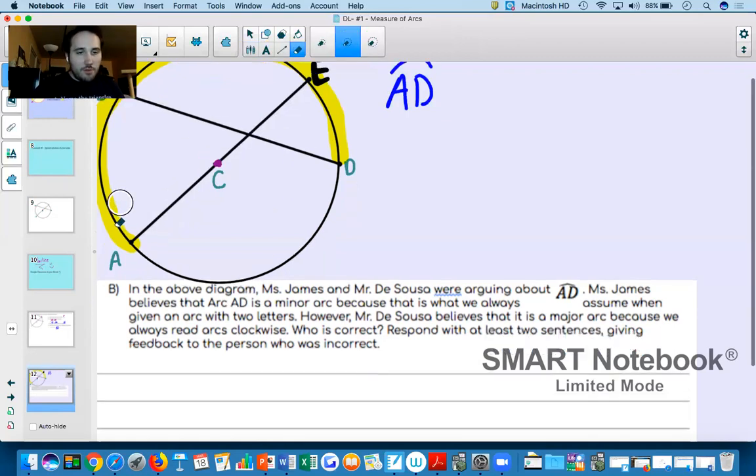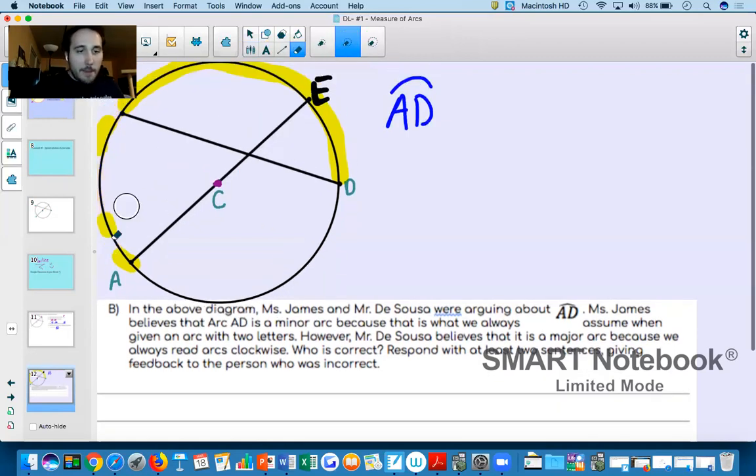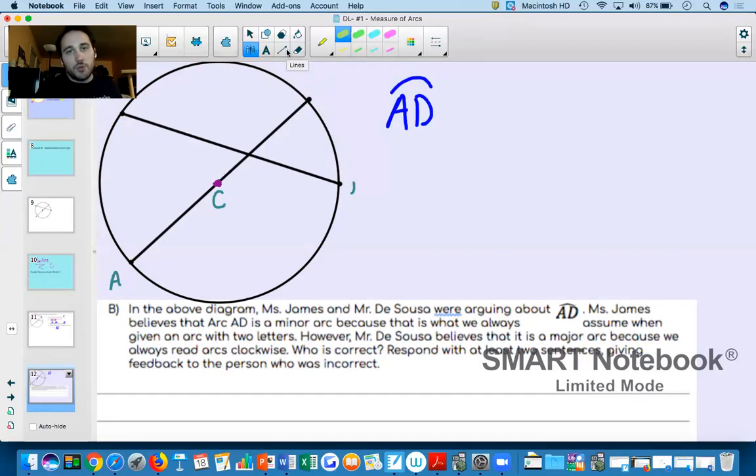However, when we are looking at an arc and we're only given 2 letters, you always assume we're talking about a minor arc. We're really going to be talking about minor arcs mostly in this unit. So A to D must be that way. Okay.